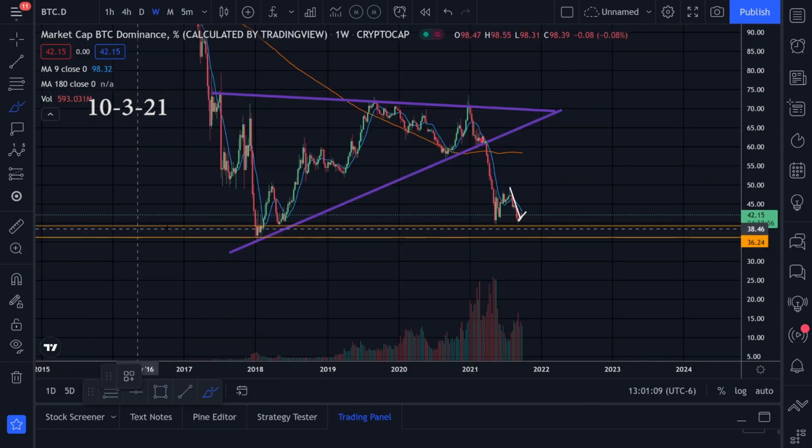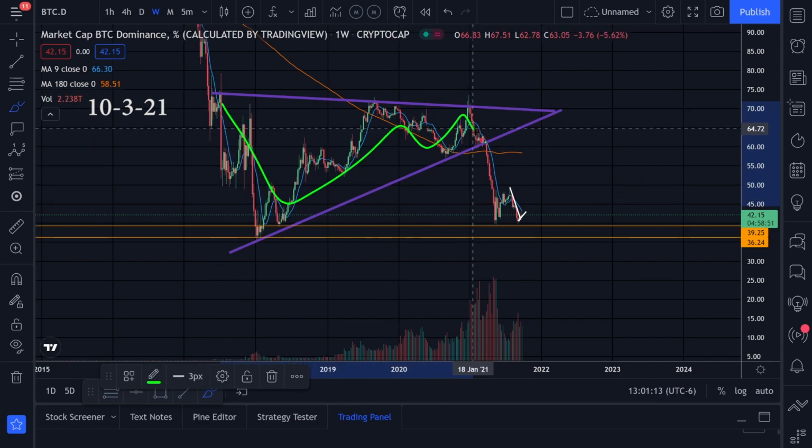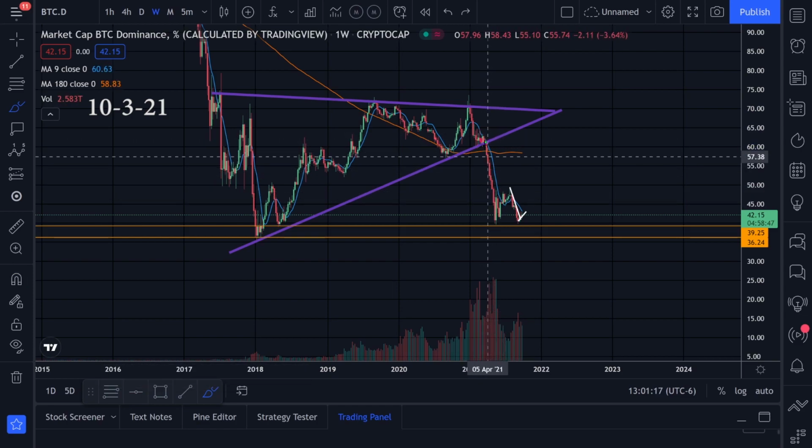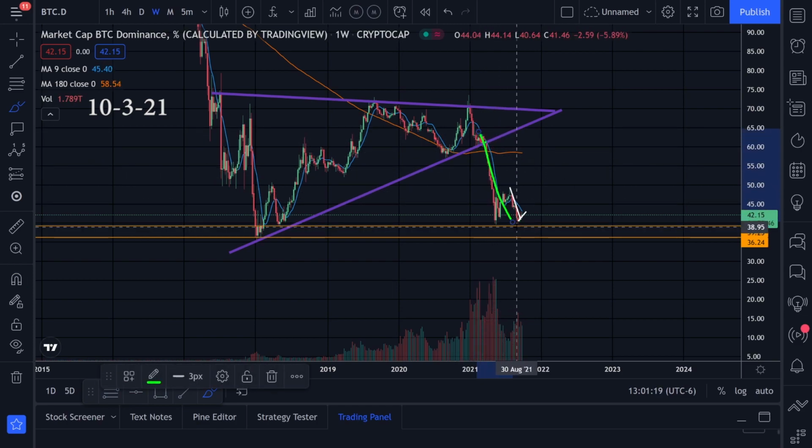Let's do an update on the Bitcoin dominance chart. Okay, so here's what we're looking at. We had a triangle pattern, something like this. We broke that to the downside. Ever since we broke that to the downside, that's basically altcoin season.